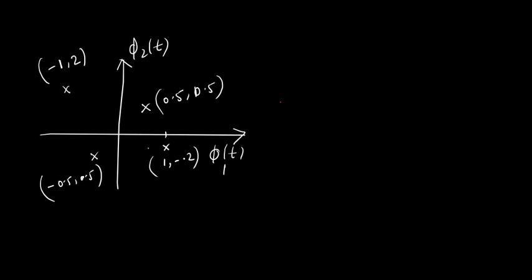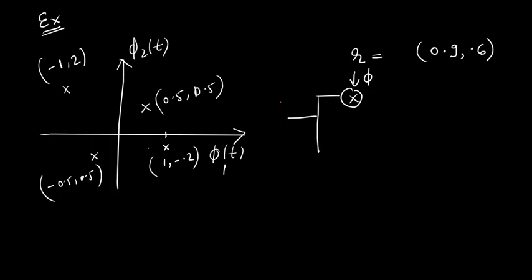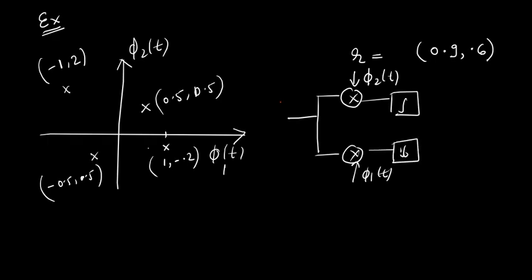Just 10 minutes. We'll just do this example, or rather numerical. So at the receiver, I have received 0.9, 0.6. You understood my point? My receiver is something like that. A bank of correlators. Here I have received 0.9. Here I have received 0.6. This is Ri. This is Rq.